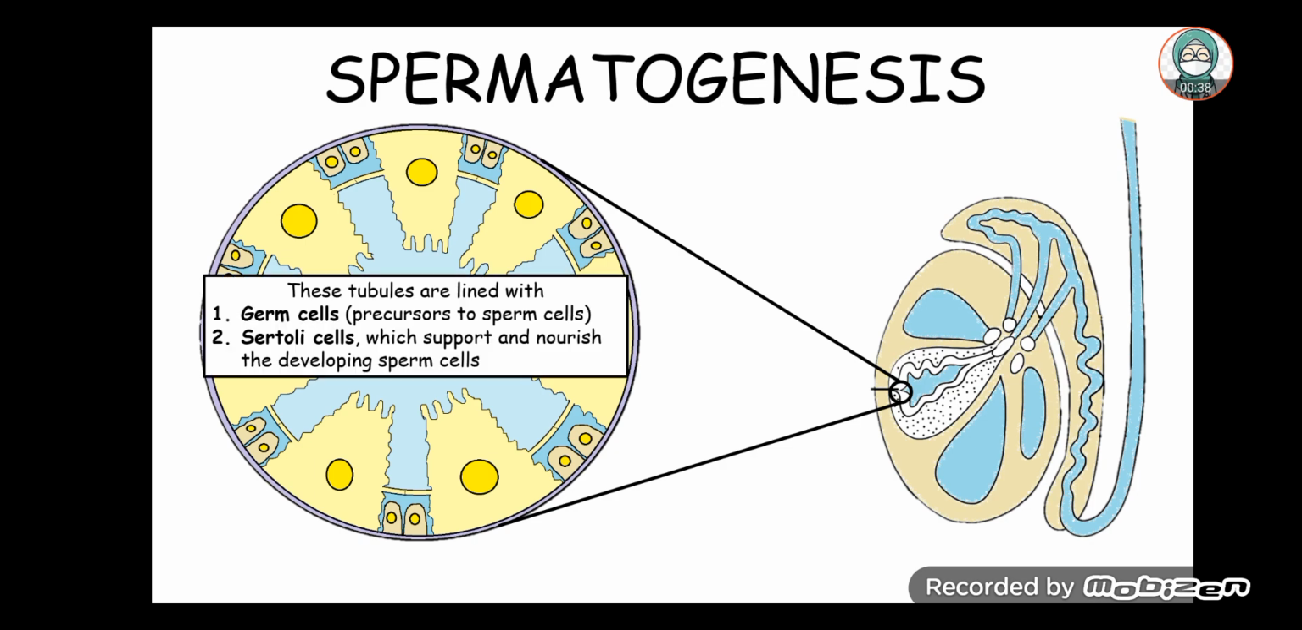These tubules are lined with two important types of cells: germ cells, which are precursors to sperm cells, and the other type of cell, the Sertoli cell, which supports and nourishes the developing sperm cells. So these are the two important types of cells that line the seminiferous tubule. The larger cells you can see there are the Sertoli cells, and the smaller cells are the germ cells.